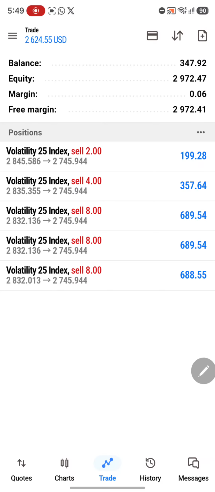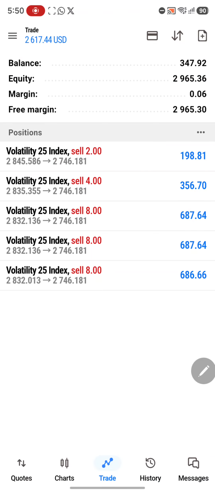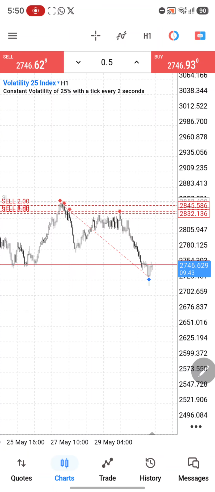It's totally running 2.6k in profit, although I already closed that one, so it should be around 2.8k in profit, and I'll be holding it till it hits further targets. But let's do a breakdown so you guys can see how I was able to come up with this sniper entry and the trade idea.